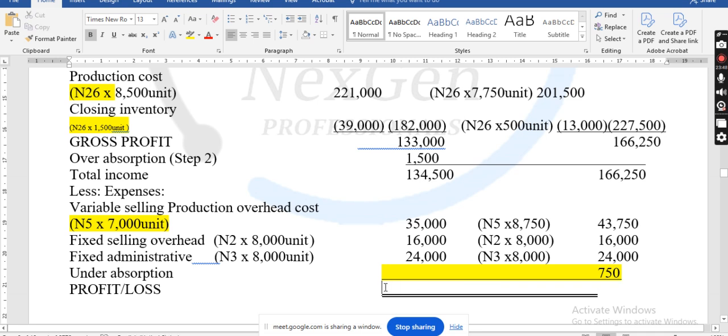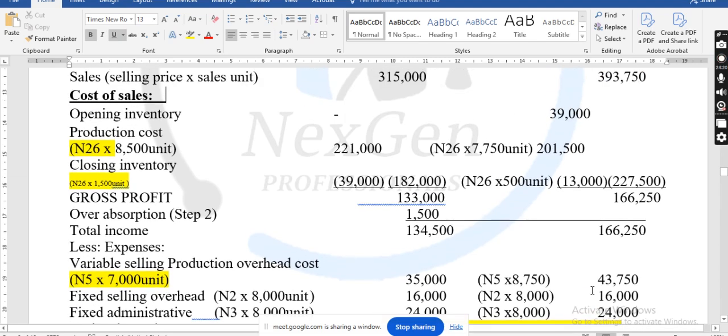Someone should give me for February, the other person should give me for January. For January, 59,500. Okay. So what do you have for February? 81,750, right? And this is all about the question.